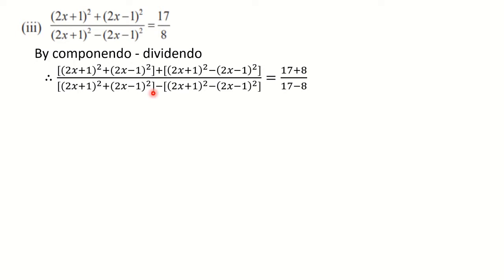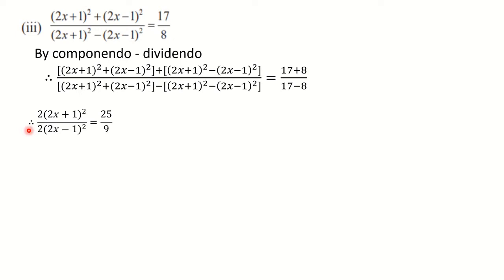We have done it on LHS, so we have to do it on RHS also. So we have 17 plus 8, and down we have 17 minus 8. Here (2x-1)² is going to get cancelled because this is plus and this is minus, and in the denominator (2x+1)², the first term, is going to get cancelled. So we get 2 times (2x+1)², and down 2 times (2x-1)². And 17 plus 8 is 25 and 17 minus 8 is 9.